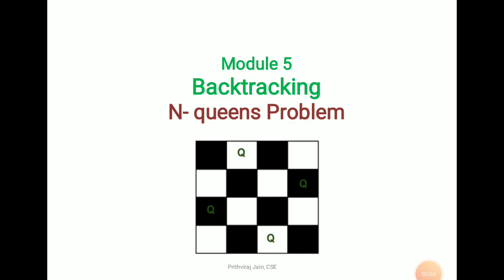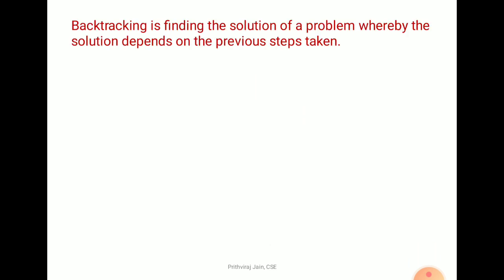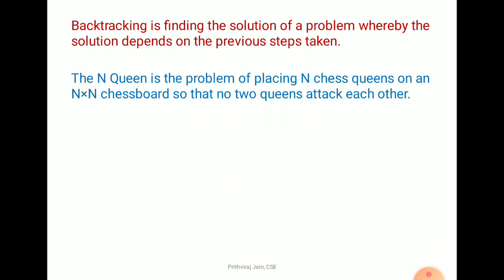Welcome to the session. Today's topic is the N Queen's problem under the 5th module, backtracking. First, let us see what we mean by backtracking. Backtracking is finding the solution of a problem where the solution depends on the previous steps taken. In this, we are going to discuss the N Queen's problem, where we have to place queens on an n cross n chessboard so that no queens attack each other.